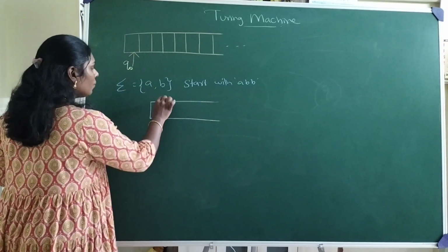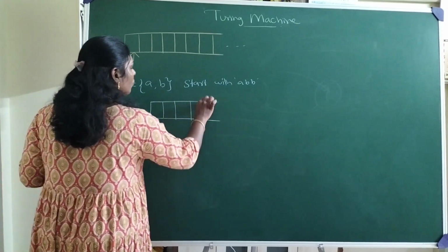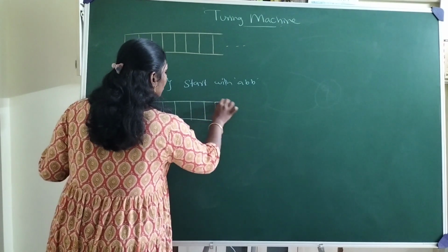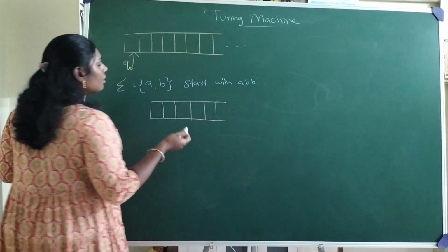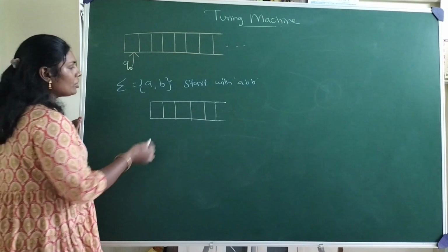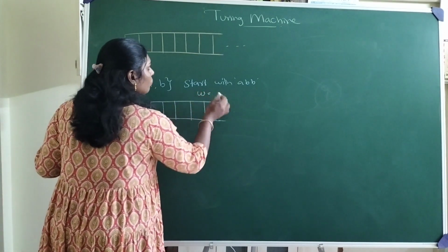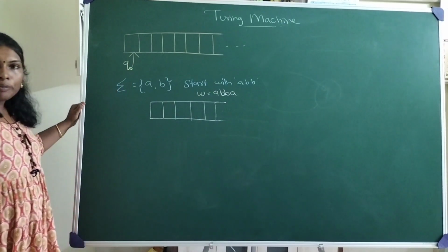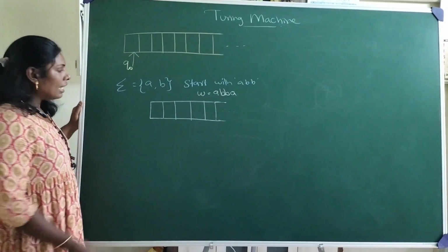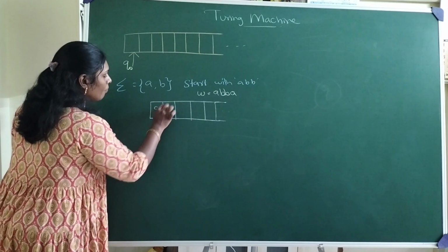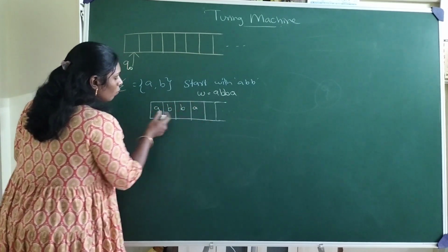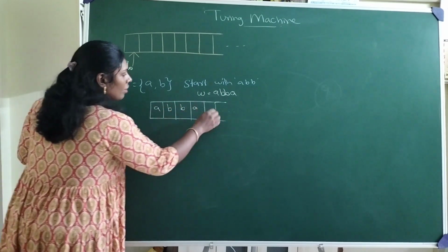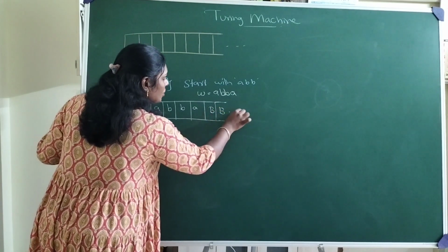This is a very simple procedure. I can just have the input in my tape. I told you that whenever we start the Turing machine, you have to take this input. If my input is ABBA, this is my input. Whenever a Turing machine is started, this input is written in the tape as ABBA, one alphabet in a cell, followed by the blank representation.